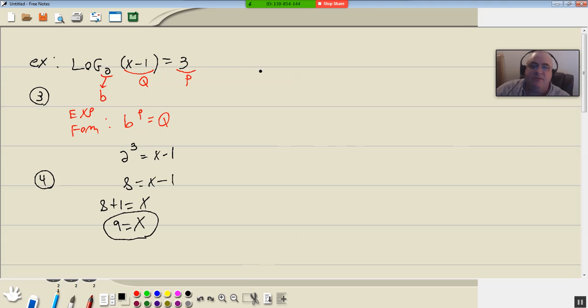Now I'm going to do the first steps on these next two examples, but I won't finish them because I can't make these up off the fly and have them actually work out. But let's say I have this right here.